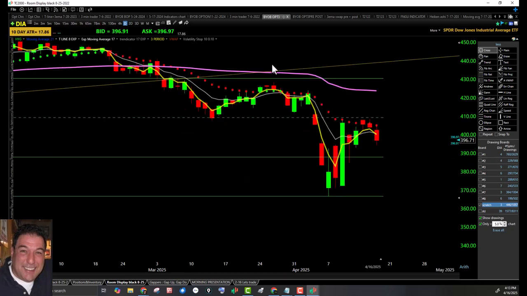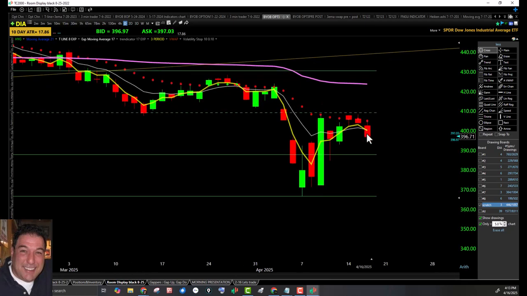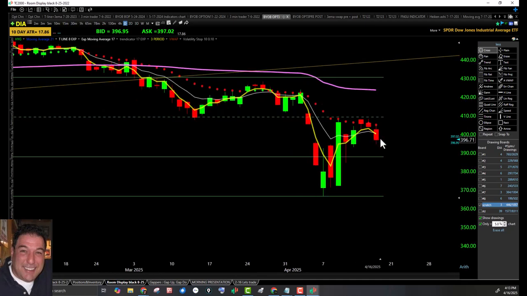Let's take a look at Diamond Dow. Diamond Dow, lower high, lower low, closing under bearish cross. Closing under the midpoint, closing under the falling 17, closing under the all-time high anchored VWAP, which is also under the uptrend line.